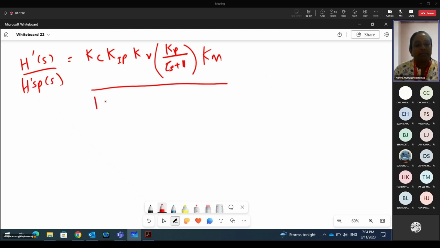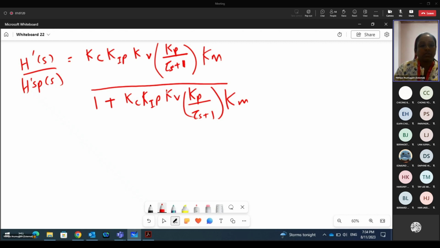Now 1 plus the G, in this case, is all the expression on the numerator: Kip, Kv, Kp over tau s plus 1, and Km. Right? So this is my current H over set point change expression.